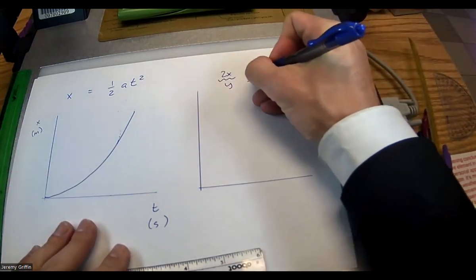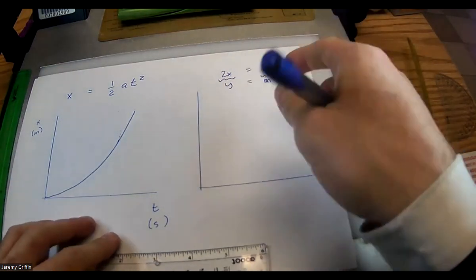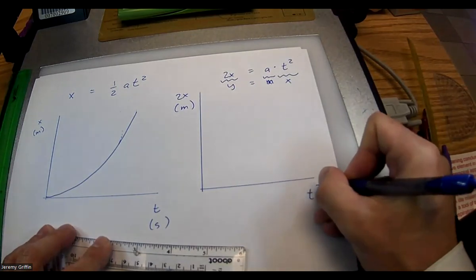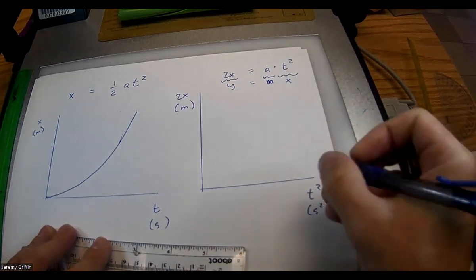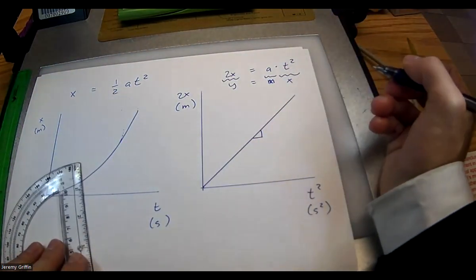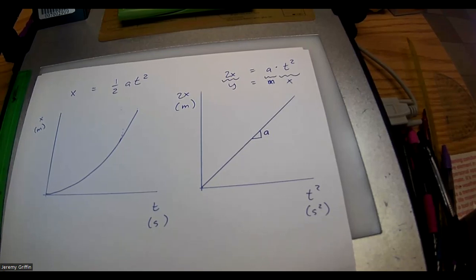Look at that. y equals mx, right? Where m is the slope. So if you did 2x, which could be in meters, versus t squared, which would be in square seconds, that would line up in a straight line in such a way that the slope is exactly equal to what again? Yeah, this acceleration a. Okay. All right, let's try just a couple more of these.